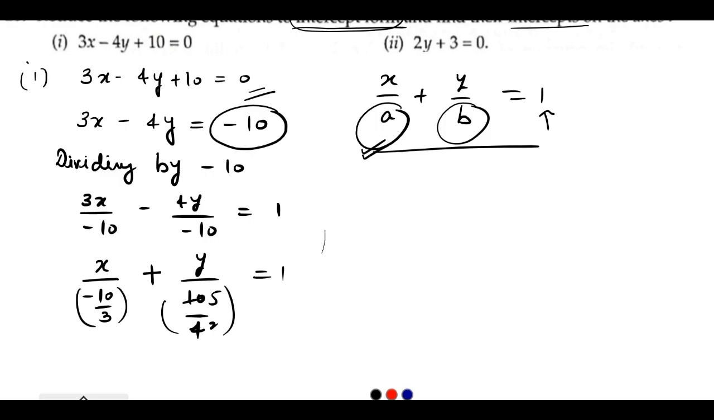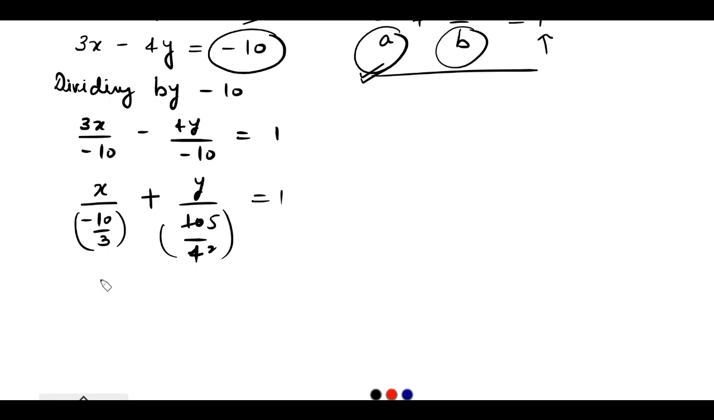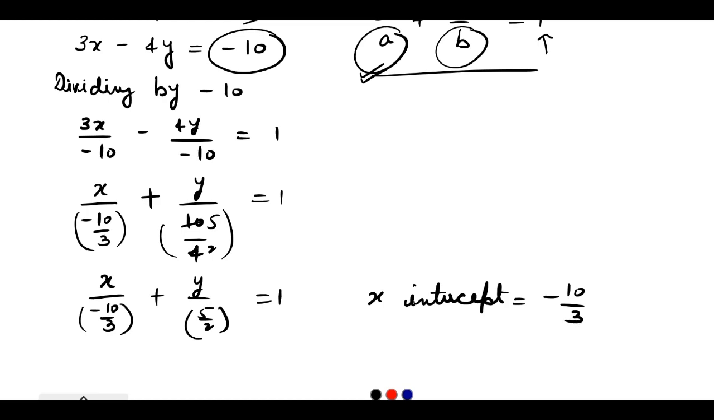Now it is in intercept form. The x-intercept is minus 10 upon 3 and the y-intercept is 5 by 2.